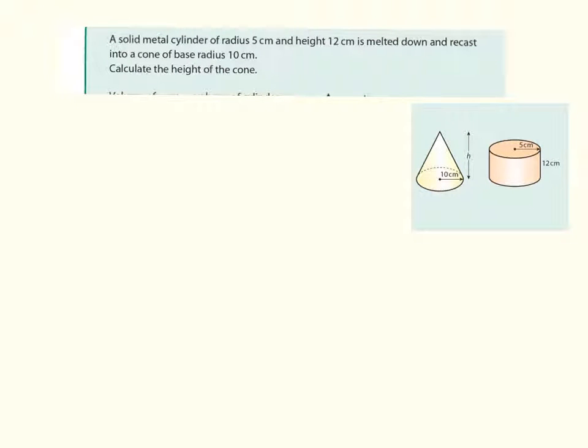So this next example here, we have a solid metal cylinder, radius 5 and height 12. Here's the cylinder here, and what's happened is it's been melted down and recast as this cone. So in essence what they're saying here is the volume of the cylinder is equal to the volume of the cone. This cylinder has just been melted down and recast as a cone. So what we're looking for here is the height, we're looking for h.